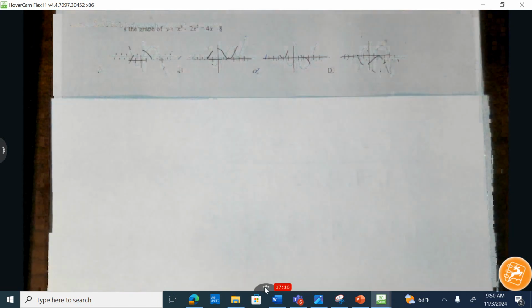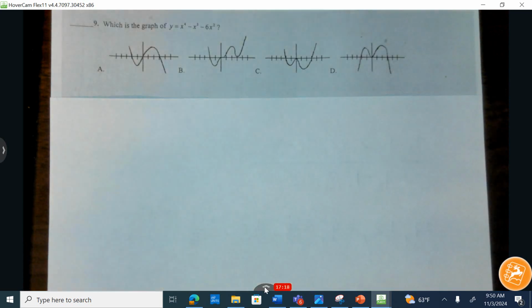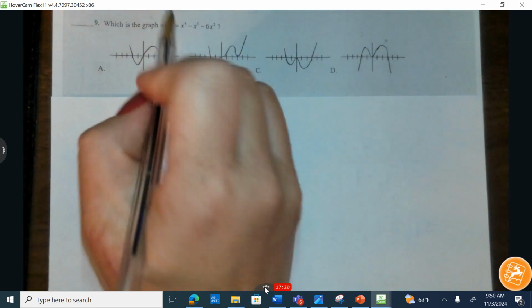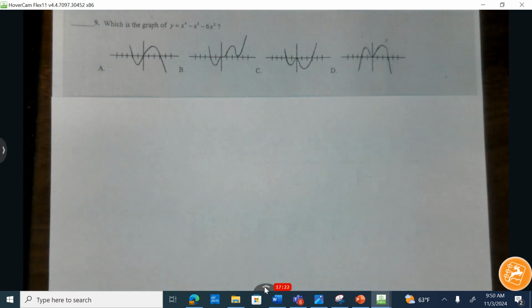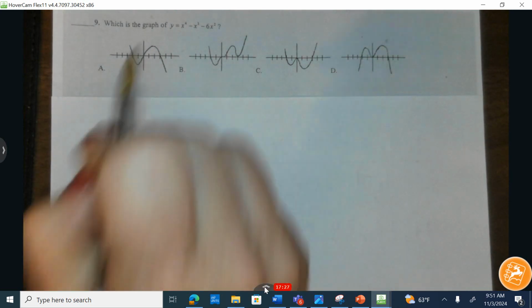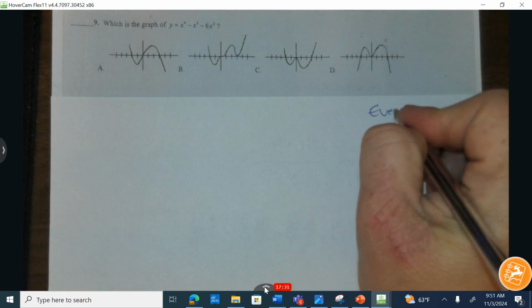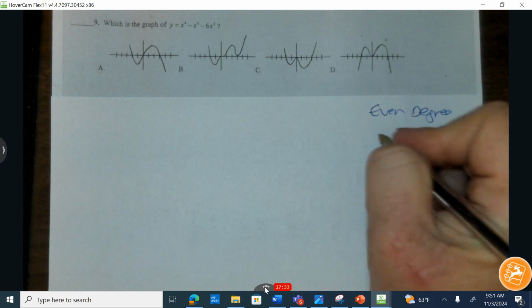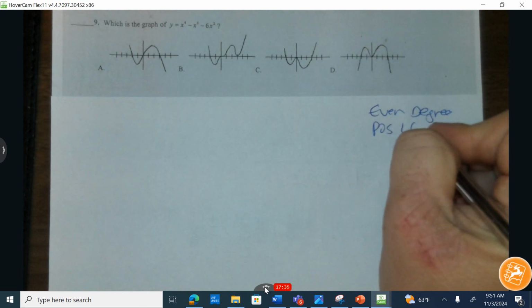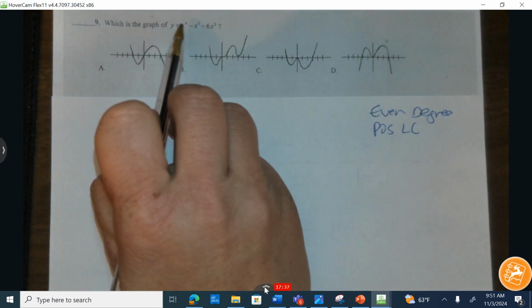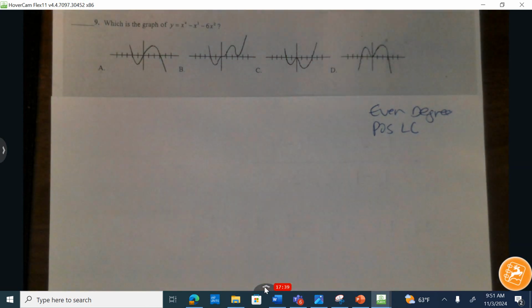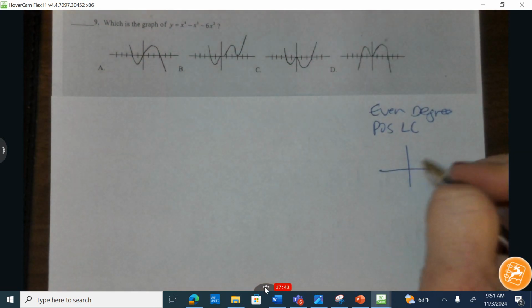Let's try the same thing on the back side with number 9. So when we look at number 9, before I even look at the roots, the x-intercepts, these are all different terms, the solutions. We have an even degree, and the leading coefficient is positive because in front of this is a 1, a positive 1. So even degree, positive leading coefficient.